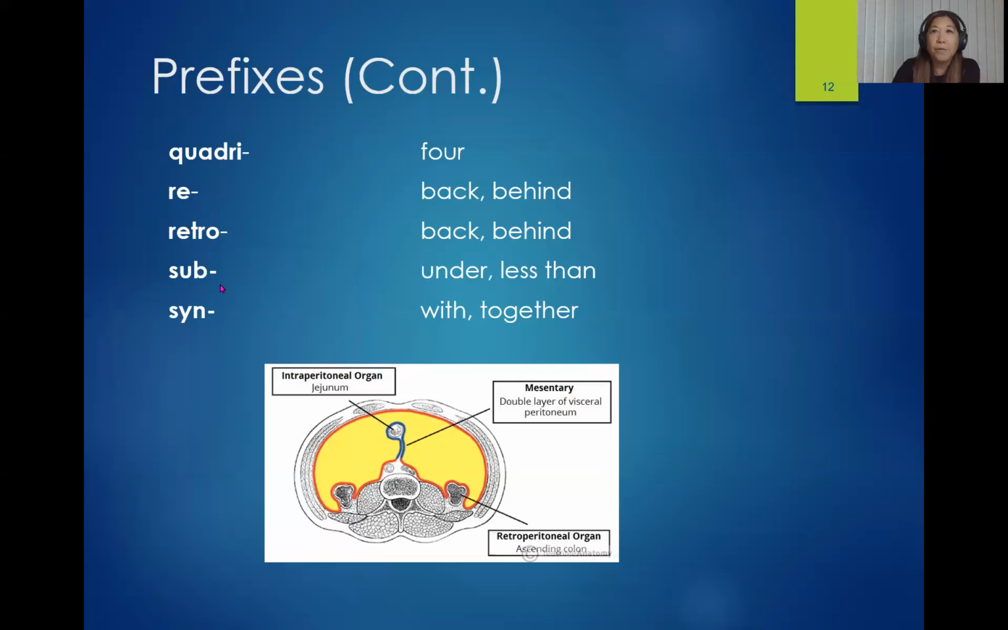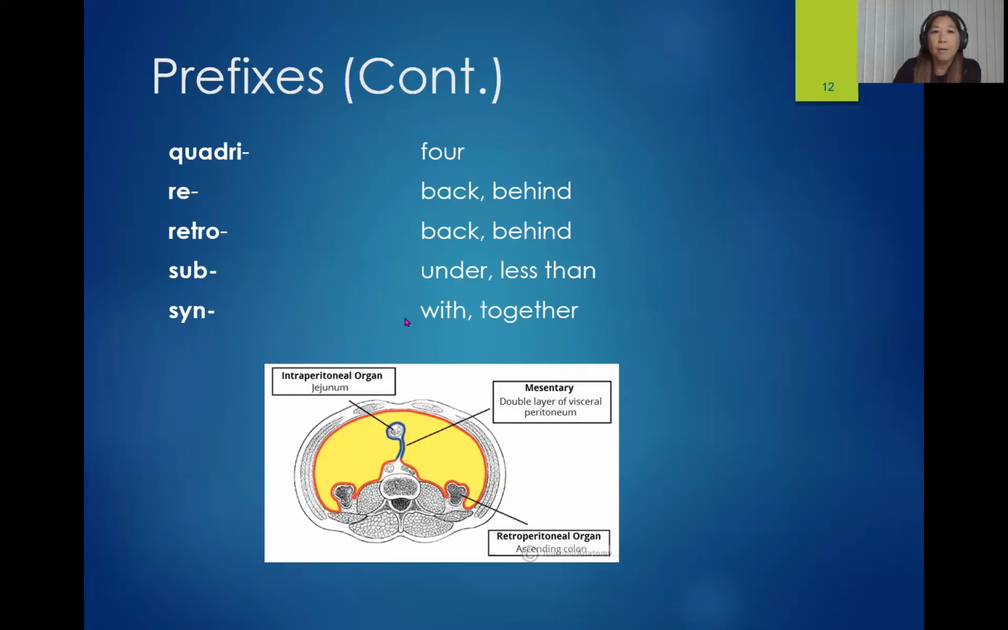Sub is a fairly easy one, right? It means under or below, or sometimes less than. So if you have something that is subcostal, costal means rib, so that lesion would be below the rib or underneath the ribs. Common word, submarine, right? Sub meaning under, marine water, so submarine can go under the water.